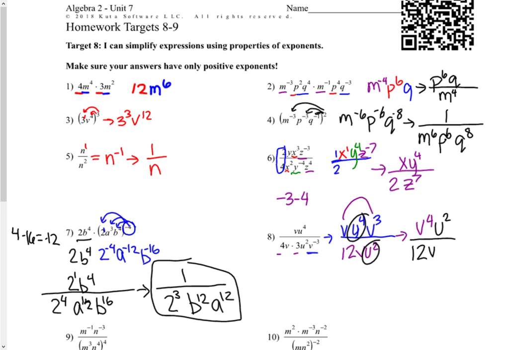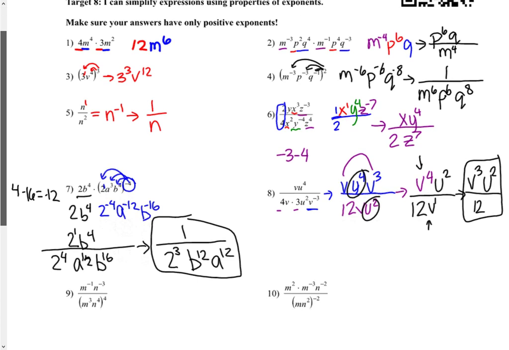So I have one more step of simplifying. When you're finally simplified, you should only have each variable once. So I see that I have a v to the 4th, and I have a v to the 1st power. So I'm going to subtract those exponents. I end up with v cubed u squared all over 12.